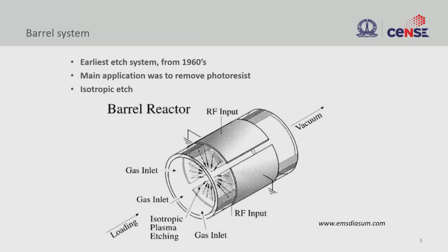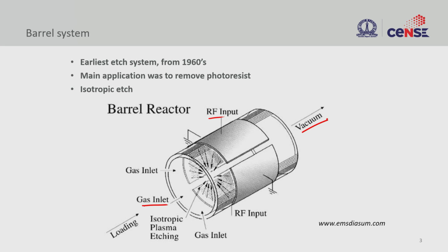So barrel reactor, this is a legacy system where you will see a barrel, right, that is surrounded by the electrode. So the electrodes are fed with RF, and you can see this is a field electrode, and then you have a ground electrode here, and you have gas that is going in, right. And then you can suck out the gas on the other side through the vacuum, and in the presence of gas and your field, you generate plasma, right.